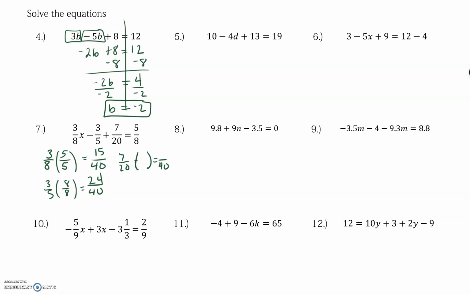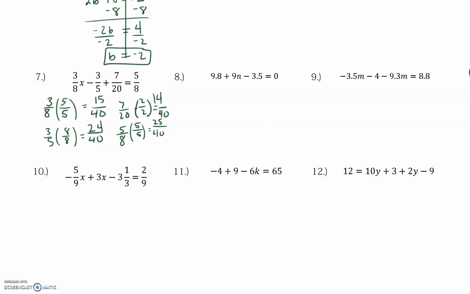And what would we have to multiply 20 by to equal 40? Right, 2. So we have to multiply that fraction by 2 over 2. 7 times 2 would be 14. And then one more fraction that we have to convert. And 8 times what would equal 40? 5. 5 times 5 would be 25.